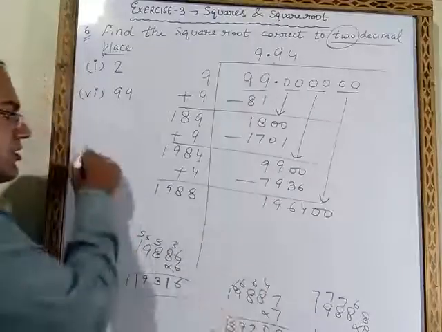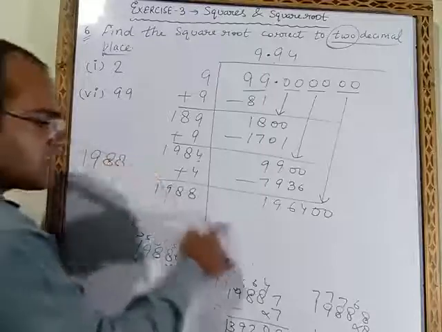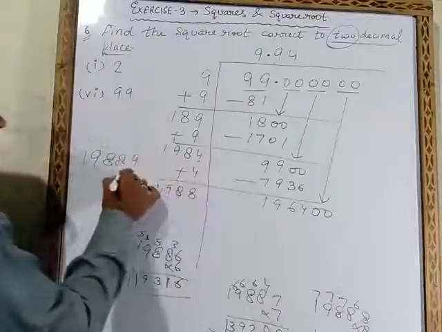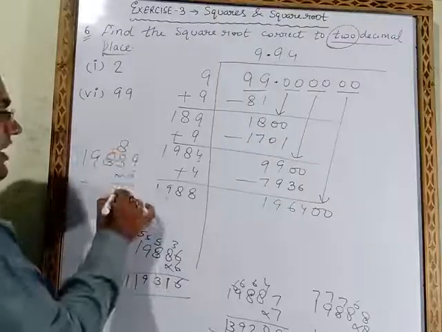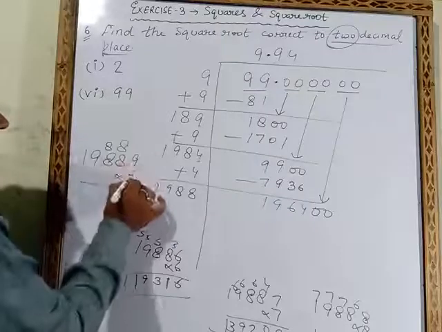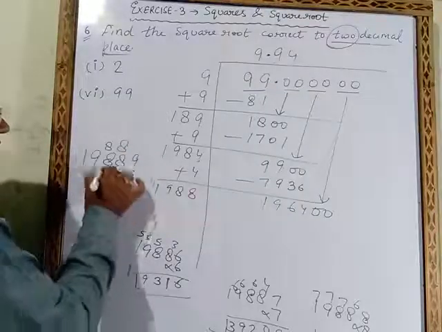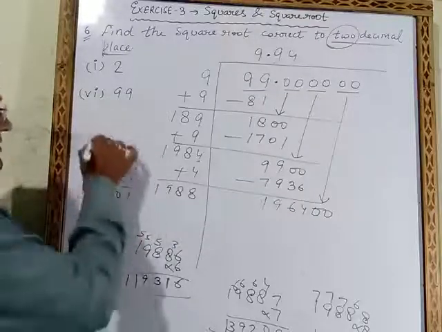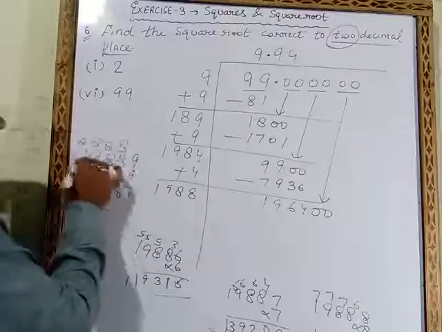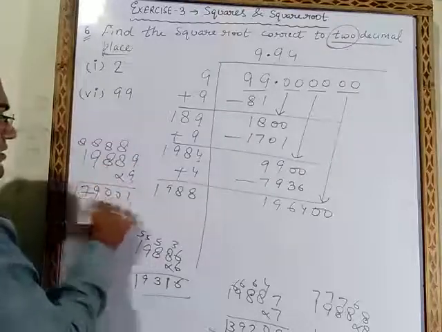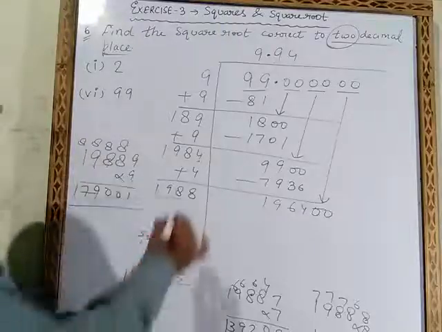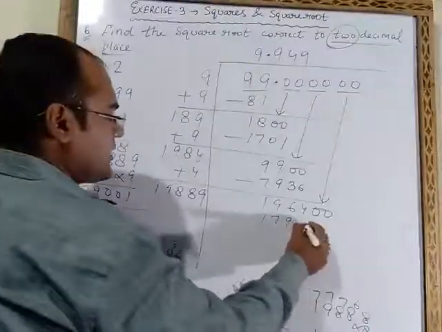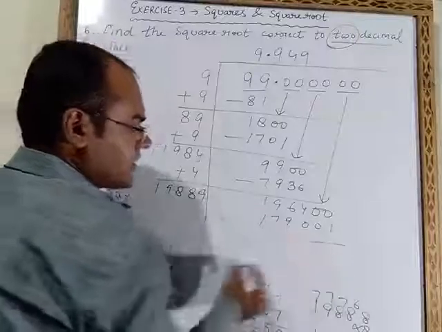We will increase more. 1988. Last time I had taken 8. Now I will take 9. 9 times 9 is 81, 9 times 8 is 72, 72 plus 8 is 80, 9 times 8 is 72, 72 plus 8 is 80, 9 times 9 is 81 plus 8 is 89, 9 times 1 is 9, 9 plus 8 is 17. So this is correct. 19889, then there also we will take 9. The answer will be 179001. Now we will subtract these two.